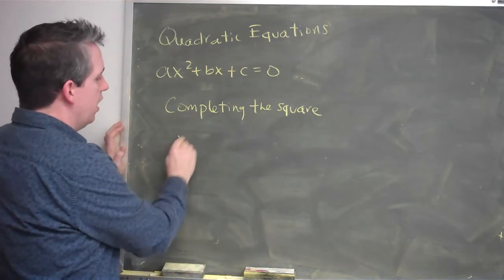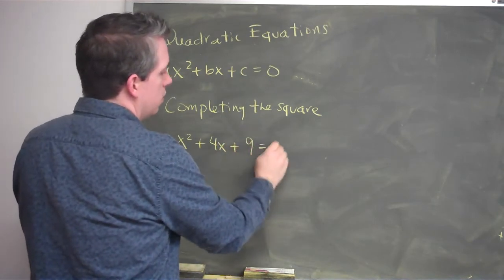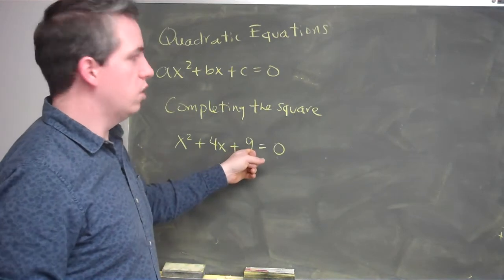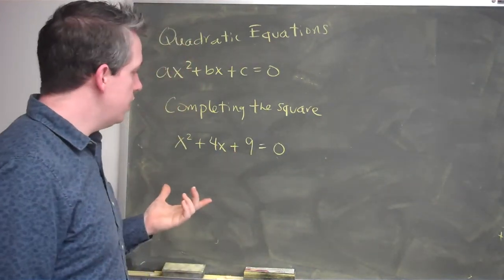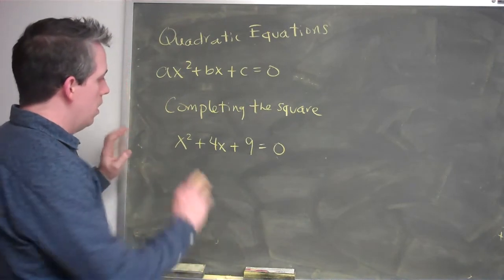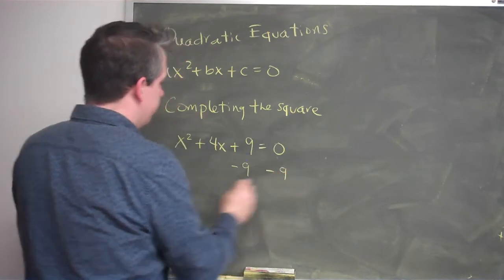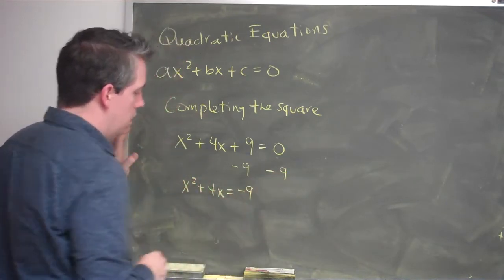Suppose that I had x squared plus 4x plus 9 is equal to 0. You go to try to factor it. What are the factors of 9 that add to 4? There is no such thing. So what you do instead is you say, okay, wait. I have x squared plus 4x plus 9. Let's just move that 9 over because that's a problem. Do x squared plus 4x is equal to negative 9.